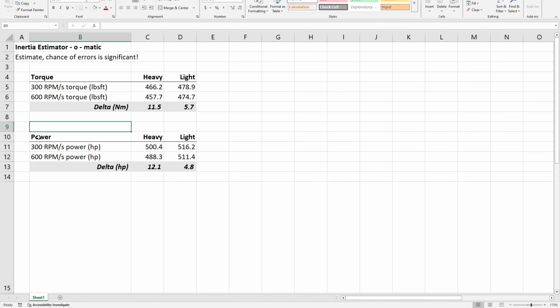Then we do the same for power, which is in horsepower, which is not really a proper SI unit, but it's like watts, but we'll forgive it because we use that too.